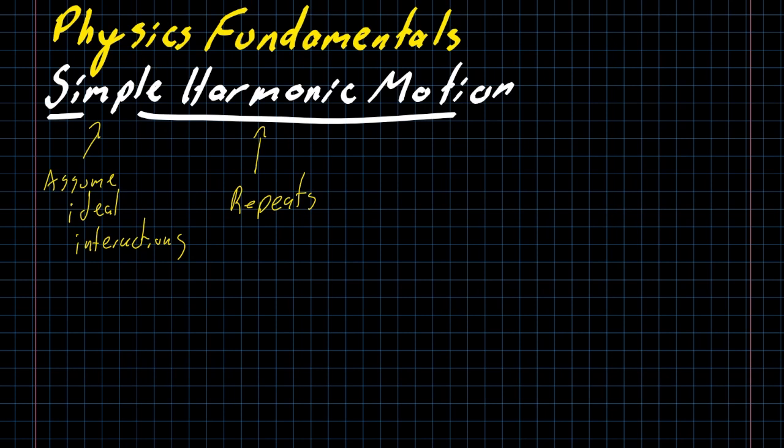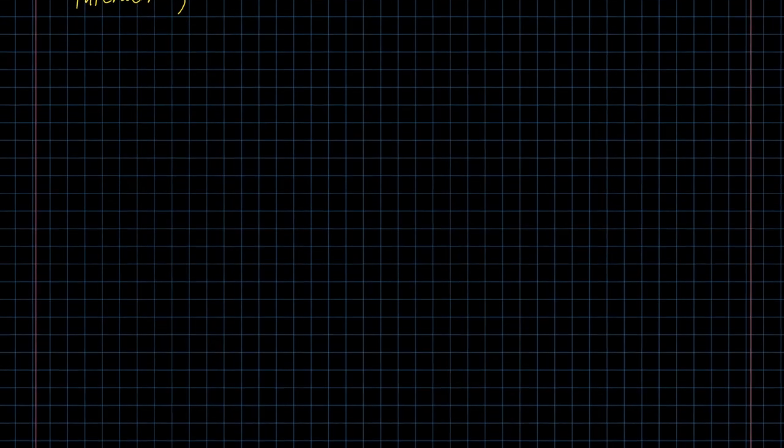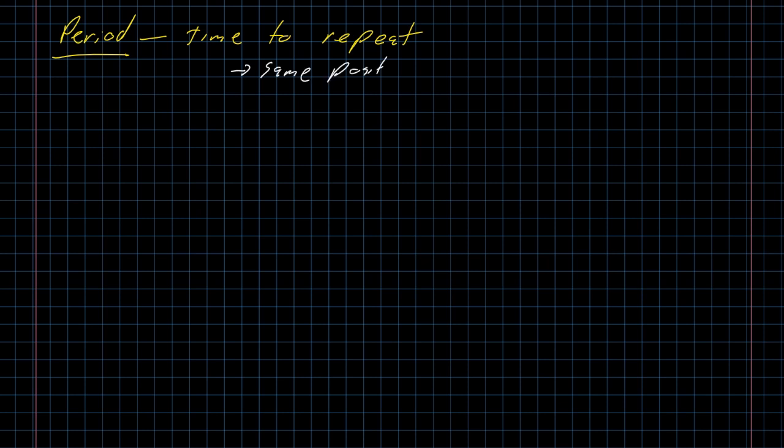If I jump back over to my notes page, we're going to describe this whole interaction in terms of the period. The period of a harmonic oscillator, something that is moving according to simple harmonic motion, is the time it takes to repeat the state. And when I say the state here, I mean the same position and the same velocity.